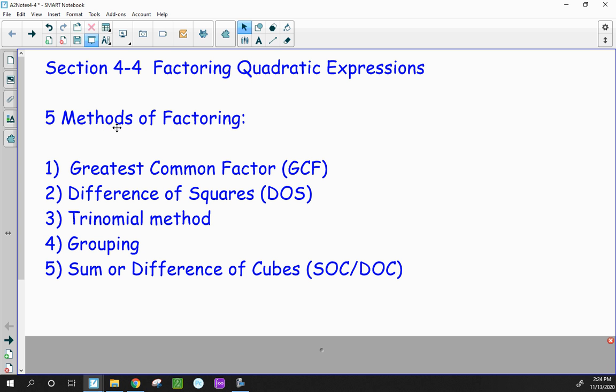There are 5 methods that we're going to learn, 5 methods of factoring. One is called greatest common factor, or GCF method. The second one is difference of squares, and I just use the first letter of each of the 3 words, DOS, for an abbreviation. Third is trinomial method. Fourth is grouping, and then 5 is sum or difference of cubes, SOC or DOC, so sock and dock.